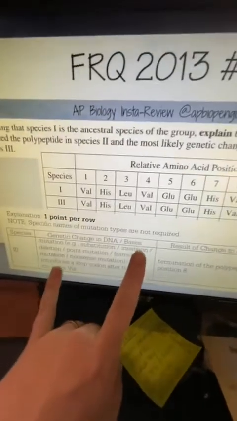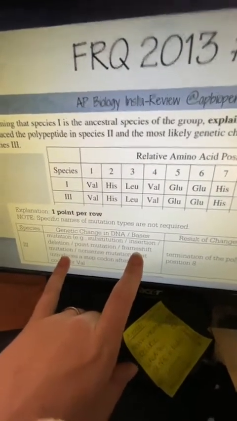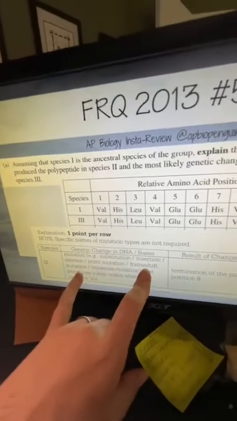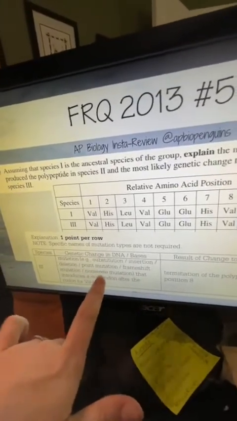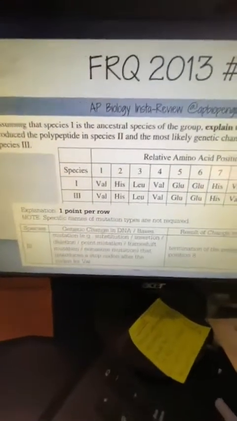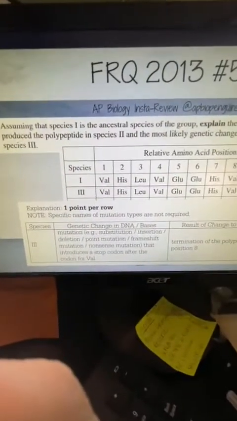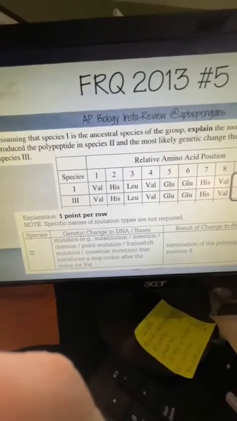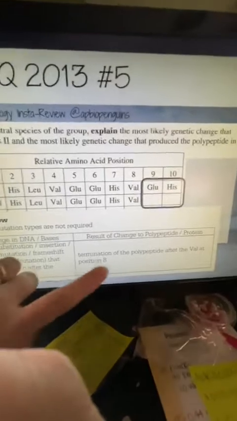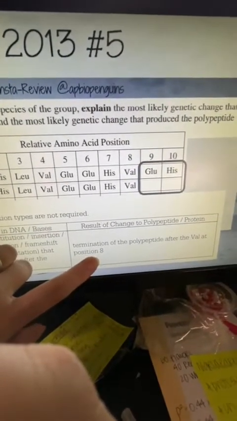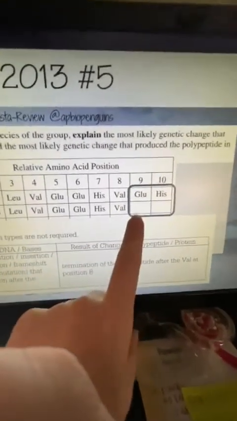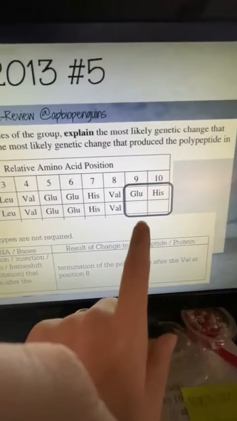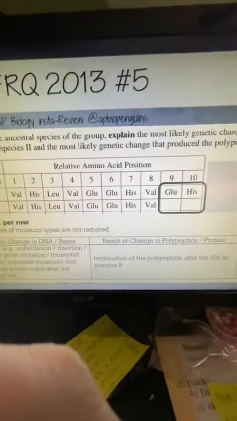You could have been really super advanced and said that there was maybe a frame shift, because we have no idea which one it was. You could say that we had a nonsense mutation, something that introduced a stop codon. That's the big picture here. And how do I know it? Because my protein terminated after valine at position 8. So right here, I no longer see any more amino acids. So there was a termination sequence.